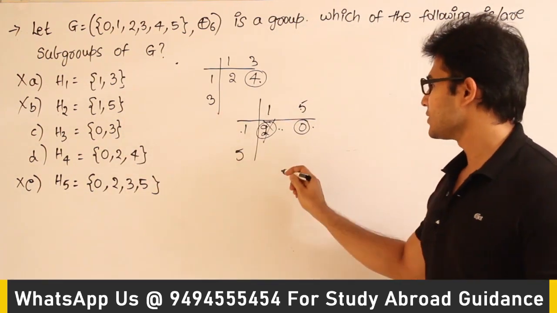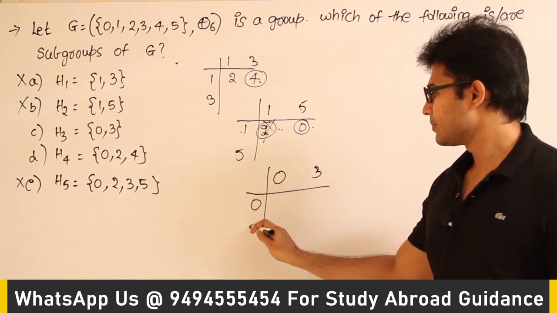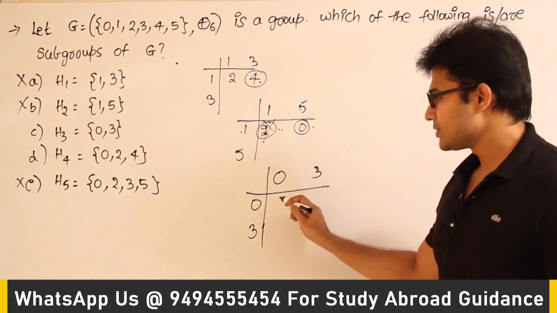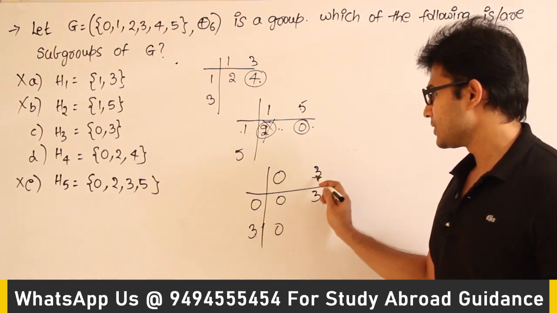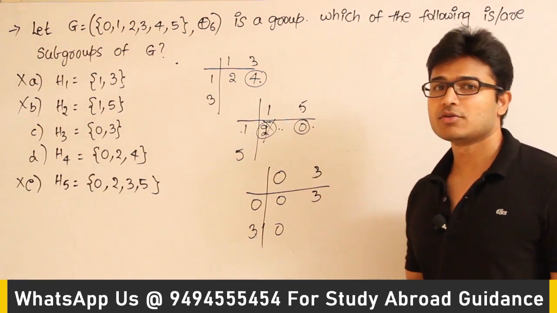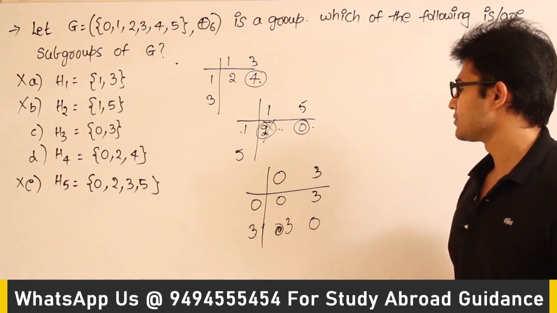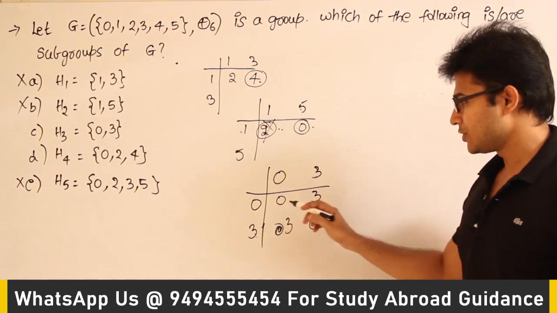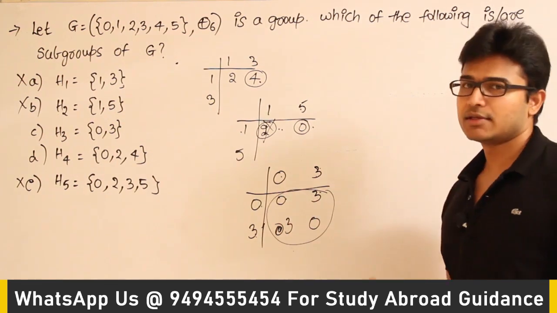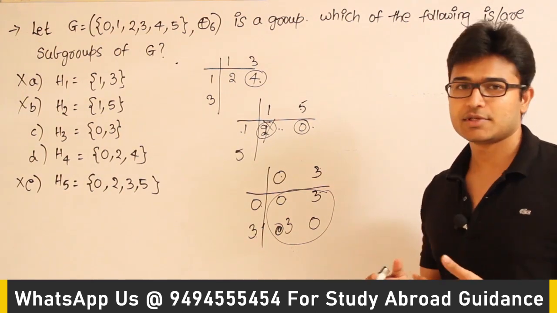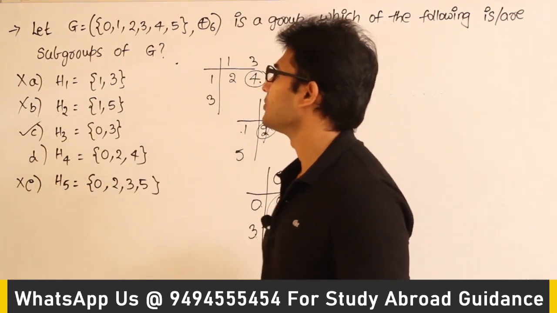0 and 3. Check this, 0 and 3. 0 plus 0 is 0. 0 plus 3 is 3. And 3 plus 0 is 3. 3 plus 3 is 6, and 6 modulo 6 is 0. Right? So if you observe this, 0 plus 0 is 0, and then this. So all the elements are present in the same subset, therefore this subset can be a subgroup. So this is a subgroup.